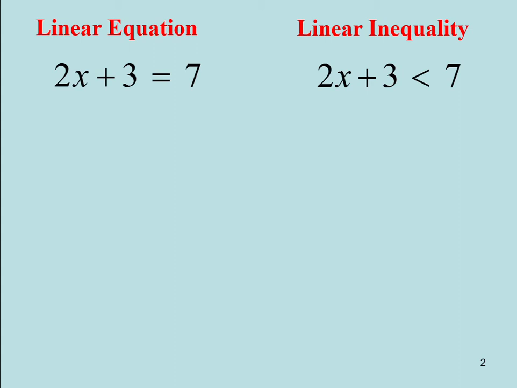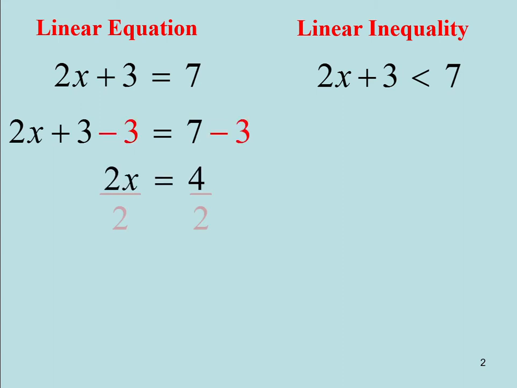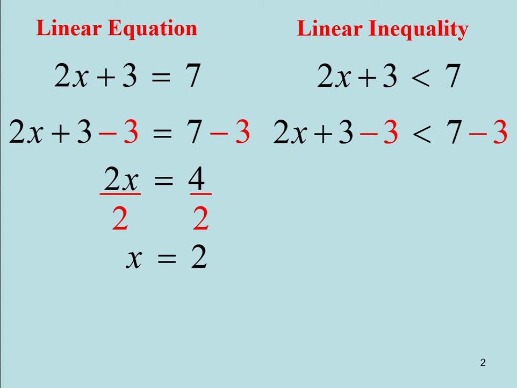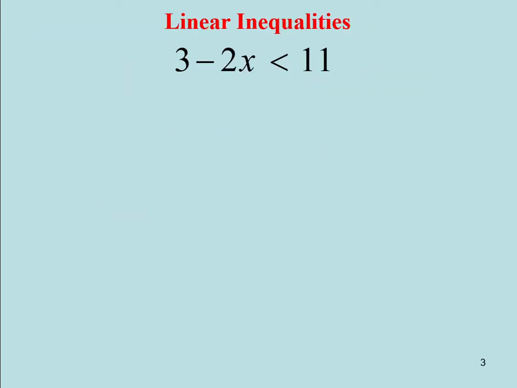To solve the linear equation, we subtract 3 from both sides, we divide by 2, and we got our solution. Similarly, for the inequality, we subtract 3 from both sides, divide by 2, and we have our solution. So the steps are basically the same. There is one exception, and some of you will remember this.